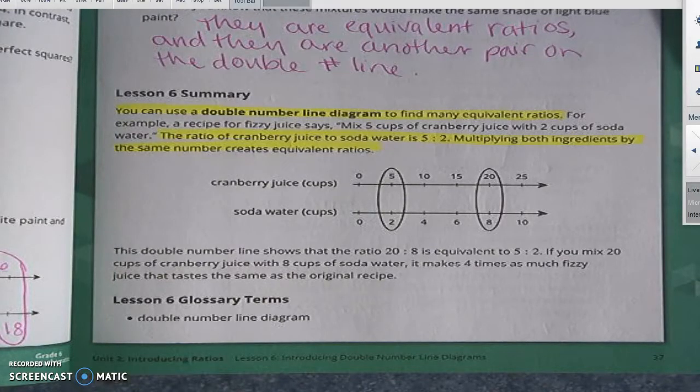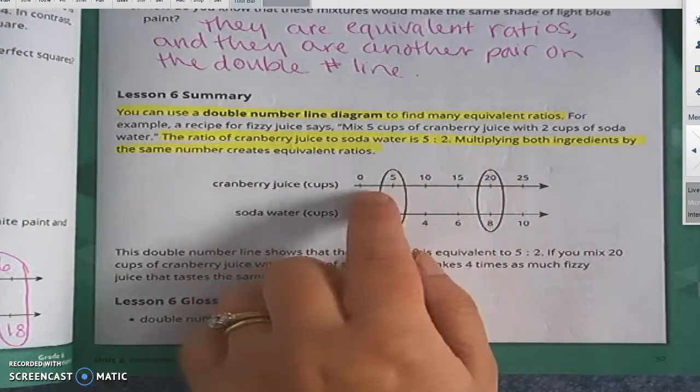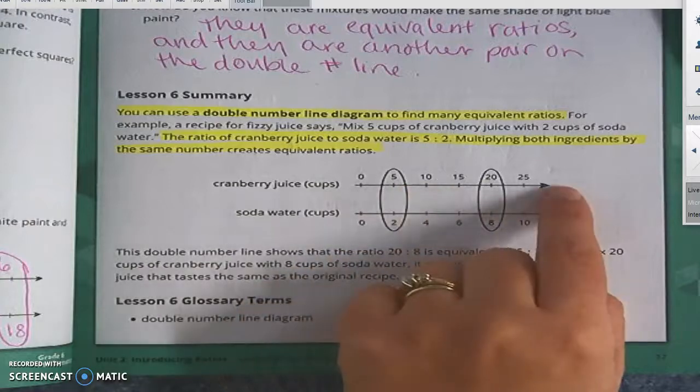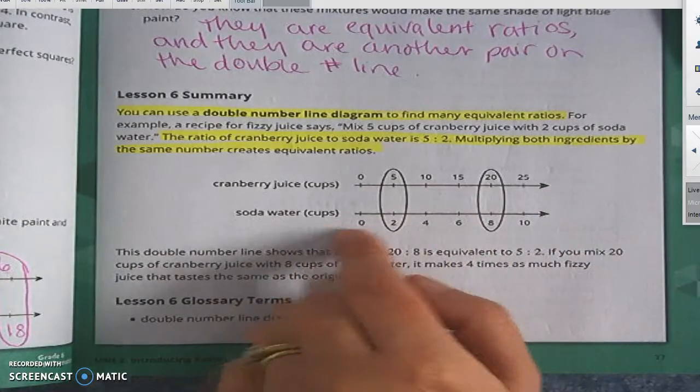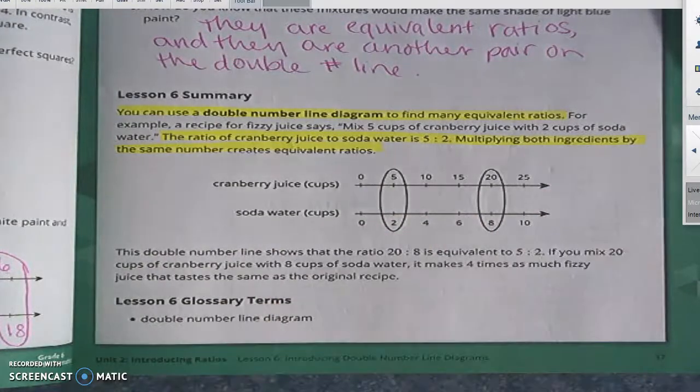For example, a recipe for fizzy juice says mix 5 cups of cranberry juice with 2 cups of soda water. The ratio of cranberry juice to soda water is 5:2. Multiplying both ingredients by the same number creates equivalent ratios. So since it's 5:2, my cranberry is going up by 5s, my soda water is going up by 2s.